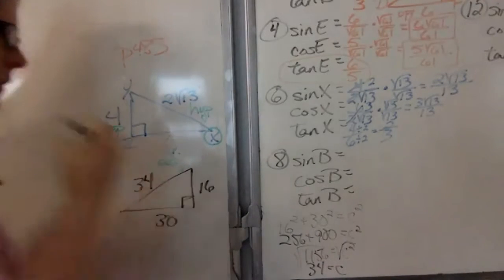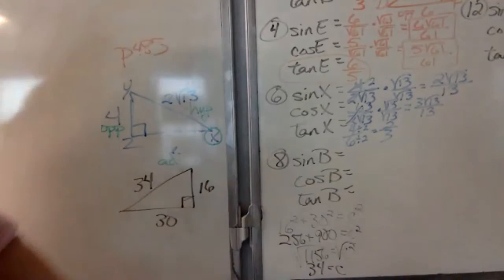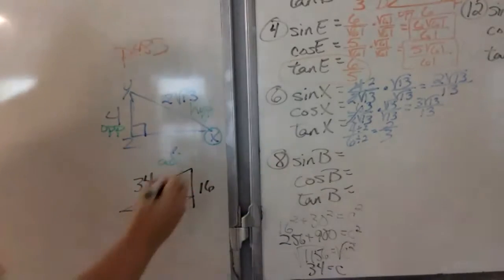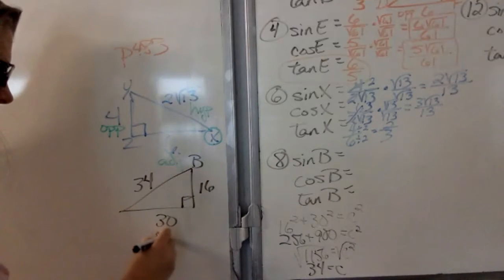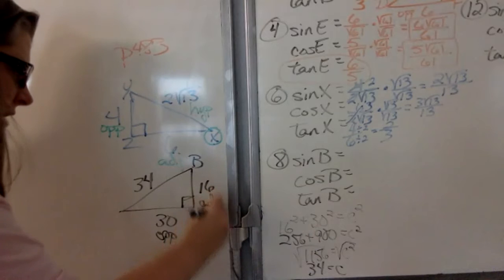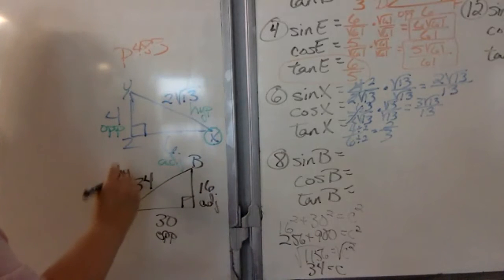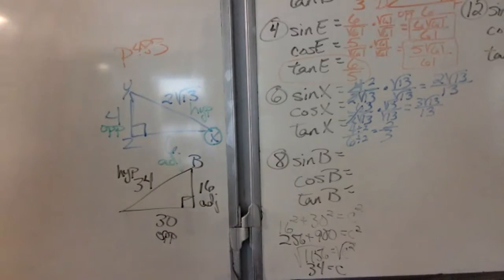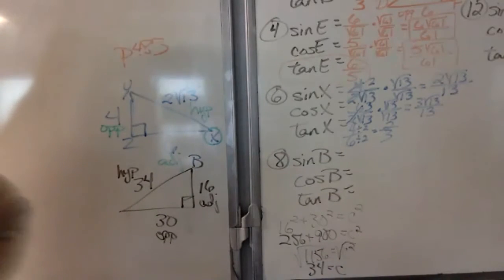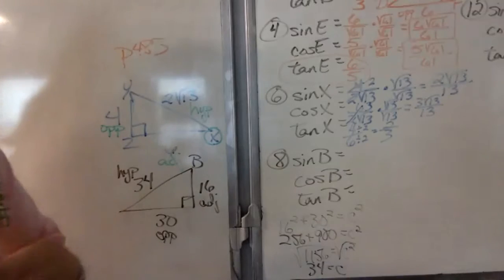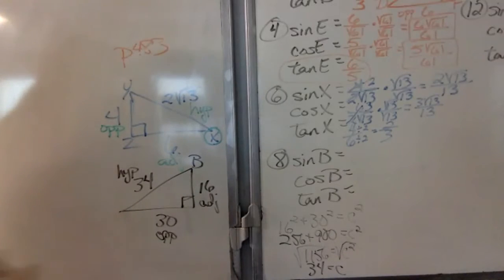We're looking for the sine, cosine, and tangent of B. B is up here at the top. So this is going to be my opposite. This is going to be my adjacent, and then the 34 we found is our hypotenuse. So now on these, we write our ratio, but then since it wants them as a decimal, we're going to go ahead and divide them out, okay?